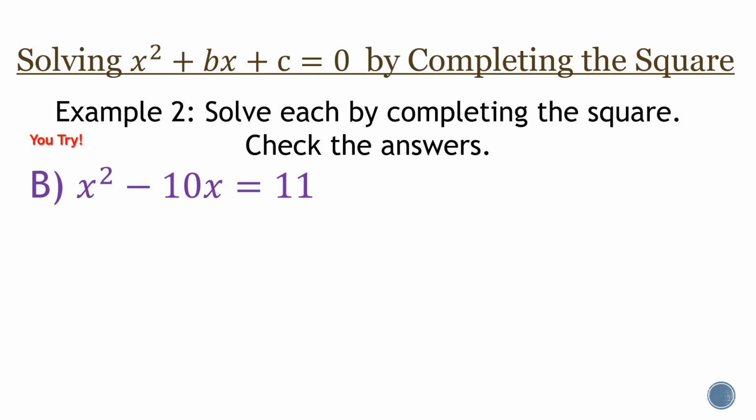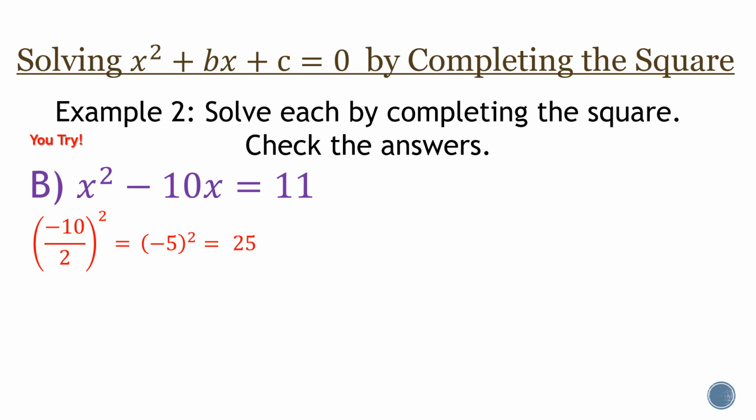Again, my first step is to identify my b value. My b value here is negative 10. I'm going to take negative 10 divided by 2 and square it. So I'm going to use my equation (b divided by 2) squared, in which case I want to simplify what's inside the parentheses. Negative 10 divided by 2 is negative 5. So negative 5 squared, or negative 5 times negative 5, gives me a positive 25.